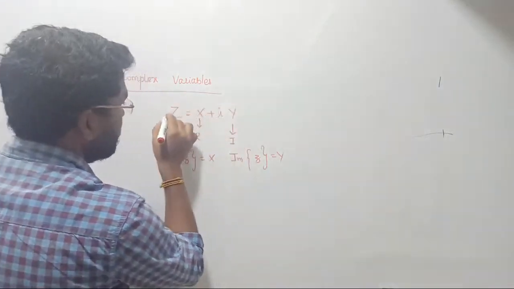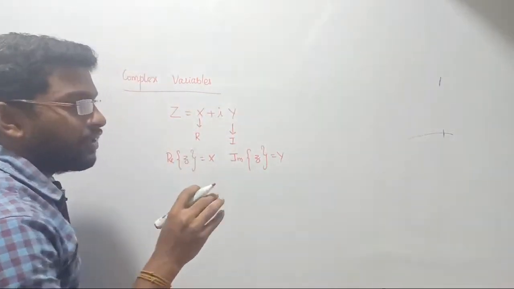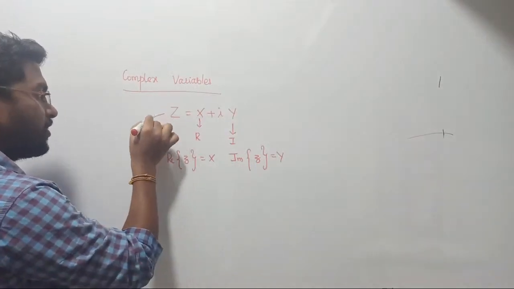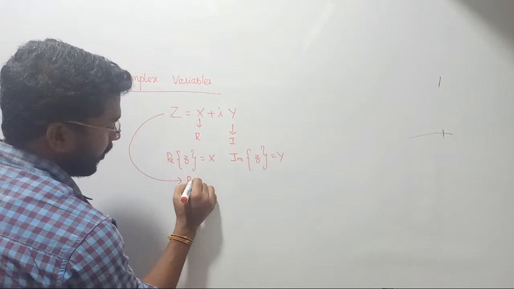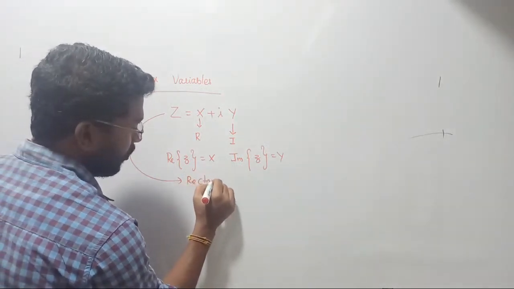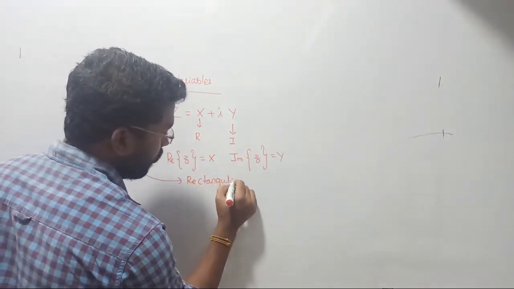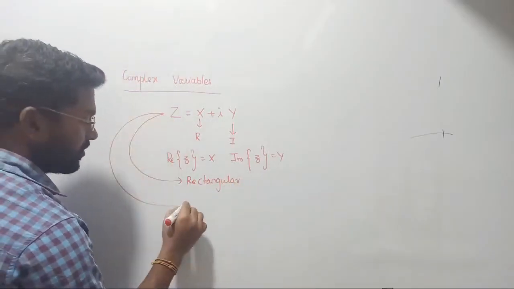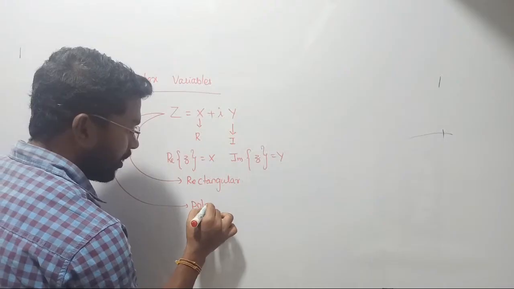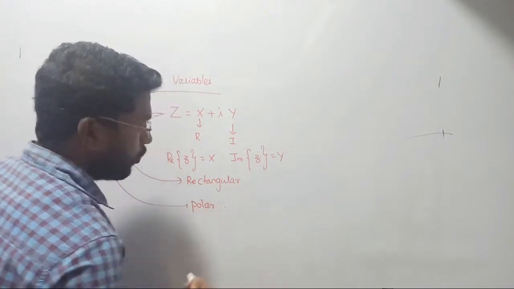Now, yes, it is a complex variable. Whenever we have a complex variable, that complex variable can be simply written in two domains. The domain number 1 is called the rectangular domain. We all know. Of course, there is one more domain. That domain is called what? The polar domain. Do you all agree with me? Yes. So we have two domains.